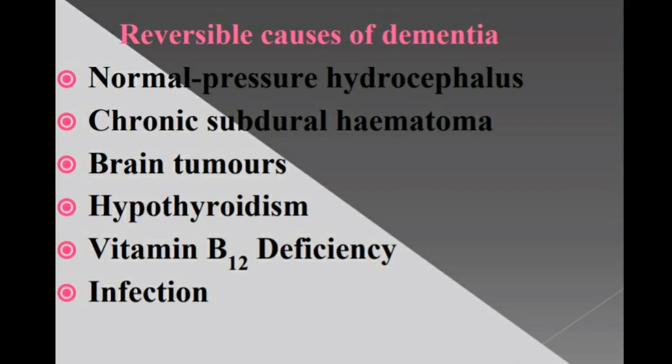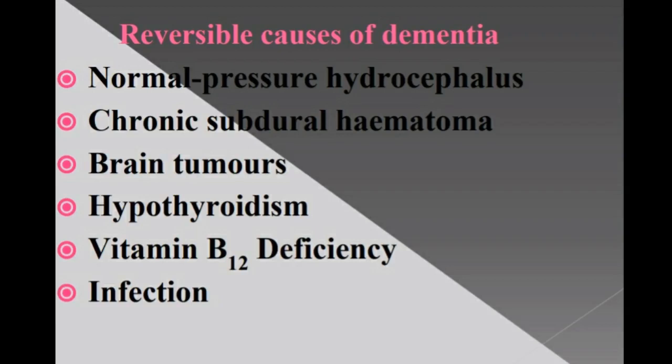Unfortunately, the curable disease still accounts for only a small minority of cases. So rapid onset and rapid progression dementia shift the attention to etiologies other than degenerative, which include vascular, inflammatory, metabolic, toxic, neoplastic, and infectious.